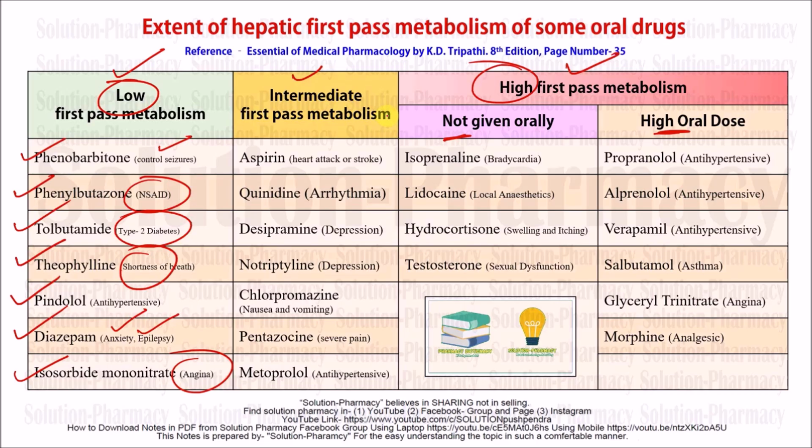And the example of those drugs are aspirin. Have you heard about aspirin? This is used for the treatment of acute heart attack or stroke cases. It is also used as a blood thinning agent. So the next drug is quinidine.